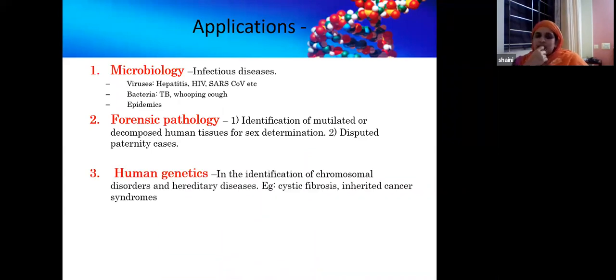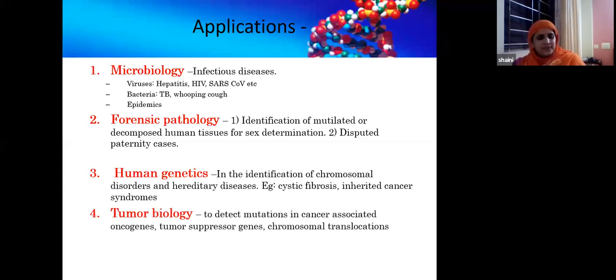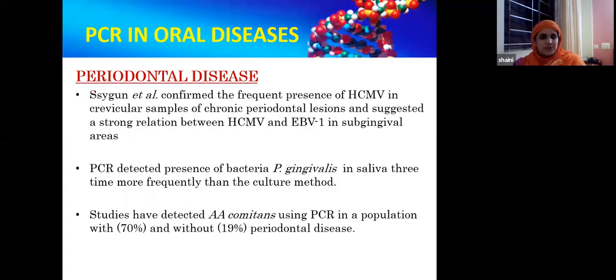Next, you can use it in genetics. Again, as I said before, it can be used in chromosomal disorders and hereditary diseases like inherited cancer syndromes, cystic fibrosis, etc. Finally, tumors: again, as I told you before, PCR can be used to identify the various genes which are expressed by tumor cells. Now, PCR in oral diseases.